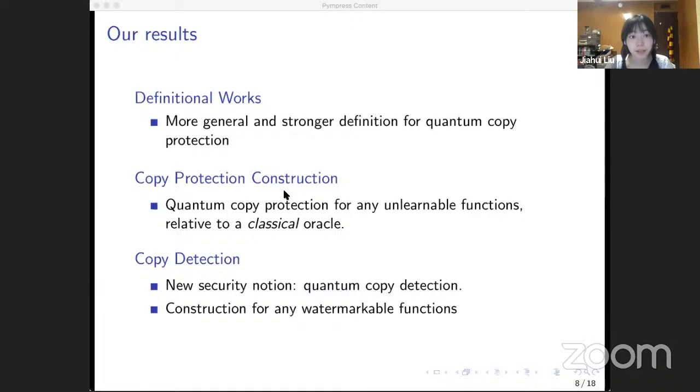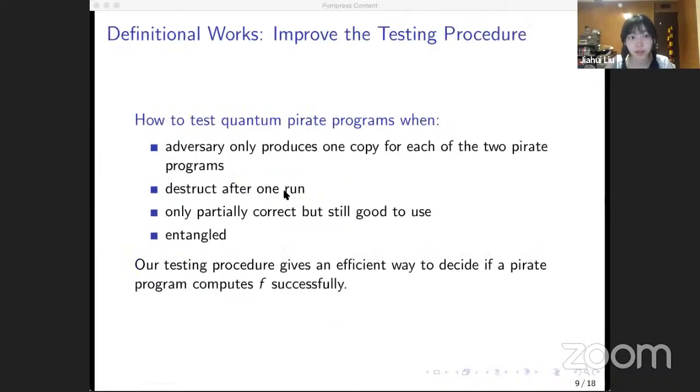Our main result can be divided into 3 parts. Before going to the construction, we briefly go through some improvements on the security definition. As we mentioned before, the adversary, in order to succeed in the attack, needs to produce 2 pirated copies that compute the function correctly. But how do we test if a pirated program computes the function correctly? Well, given only 1 copy of each pirated program, we may run into issues like the pirated programs cannot be run multiple times.